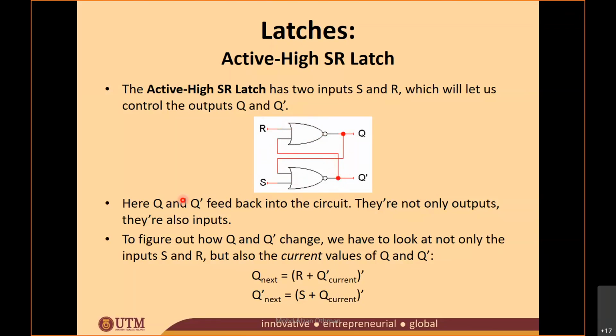Here Q and Q bar are fed back into the circuit. They are not only the outputs, they also become the inputs. So to figure out how Q and Q bar change, we have to look at not only the inputs S and R, but also the current value of Q and Q bar. So macam mana kita nak dapatkan persamaan Q and Q bar? Okay, so we can write something like this.